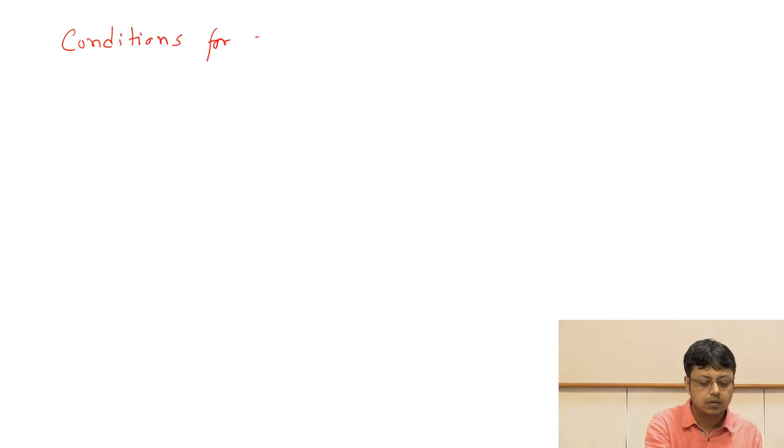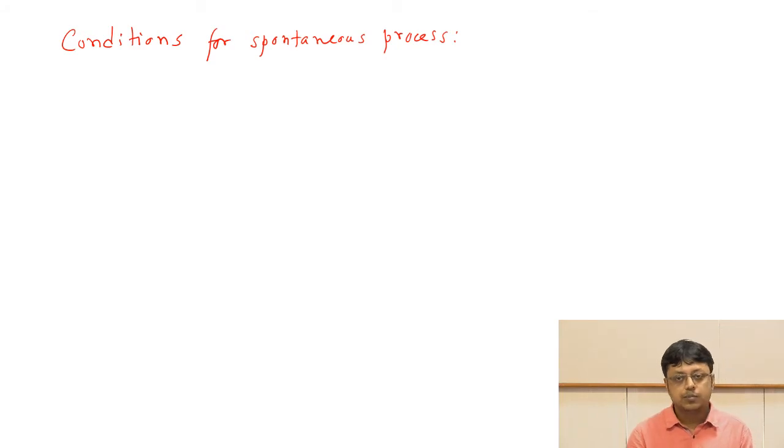Now let us move on and try to understand the possibilities or conditions for spontaneity, or conditions for having a spontaneous process. A spontaneous process means it is just spontaneous. It happens all by itself, so there is no driving force required for that.